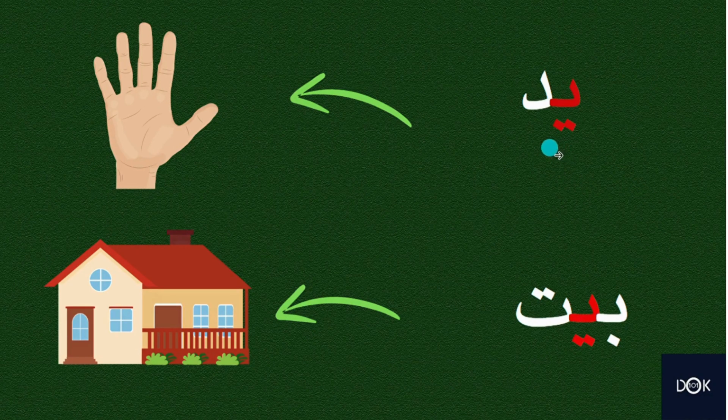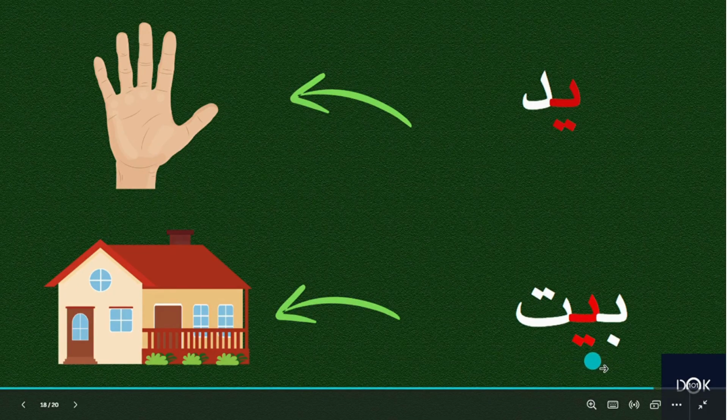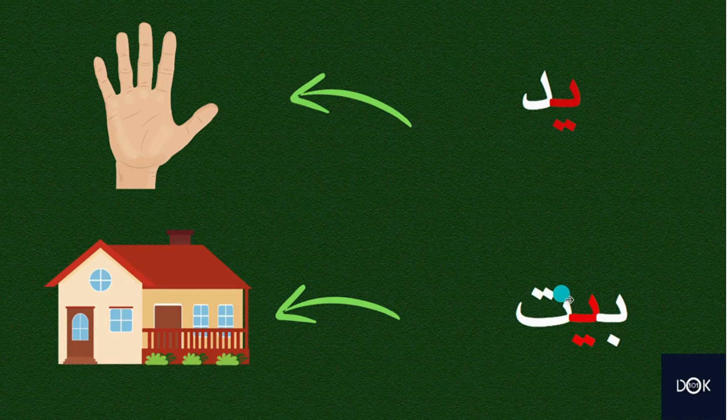The first example is Yad, which is a hand. We see that Ya is connected to the letter after it with two dots under Ya. Ya, Yad, which is a hand. The second example is Bait, which is a house. And here Ya is in the middle of the word. It is connected to the letter before it, which is Ba, then Ya, and then Ta, Bait.